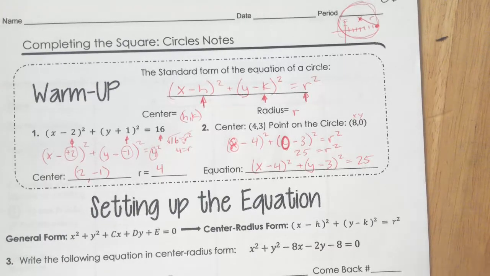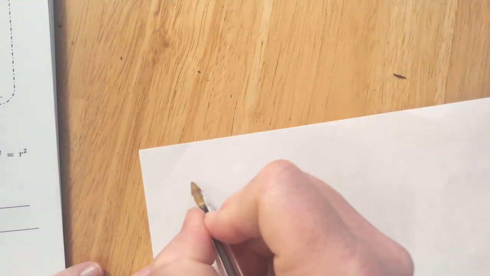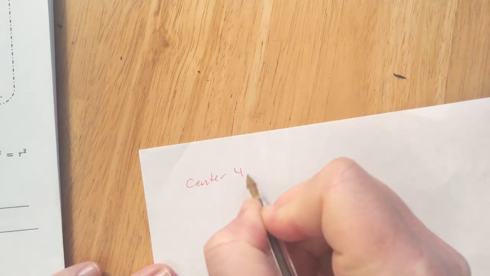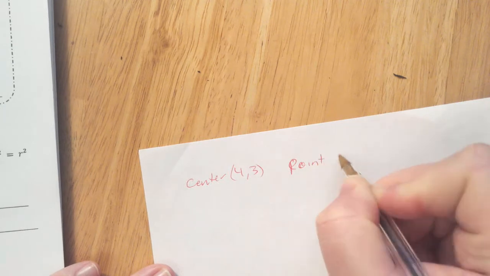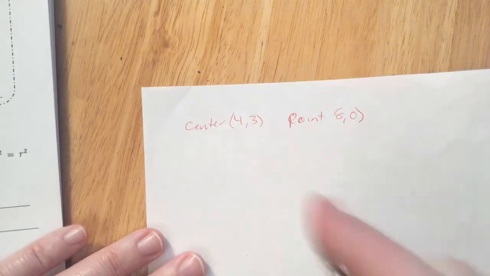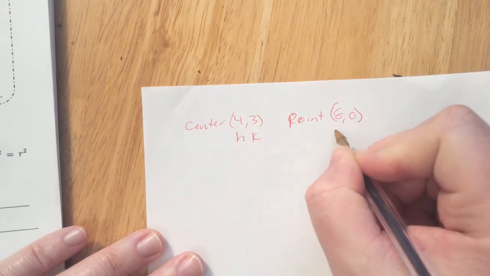Okay, so you know what? I'll just go over it real quick, one more time, that same problem. I'm just using scratch paper. So the center was 4, 3, and my point was 8, 0. I'm just doing that same problem one more time. So this is my H, K, and this is my X, Y.